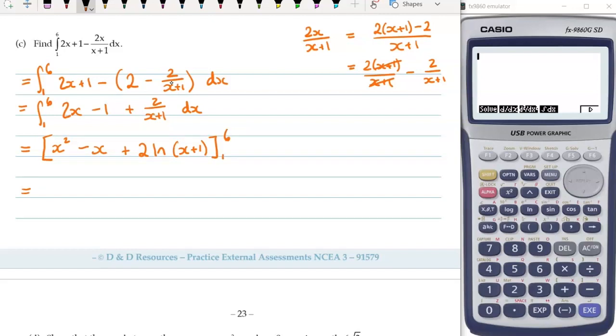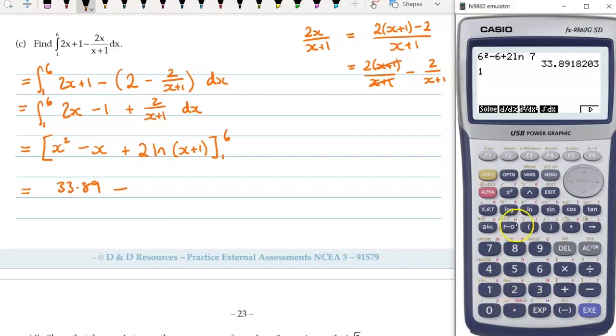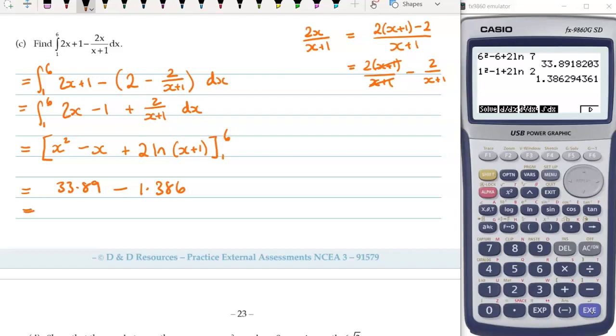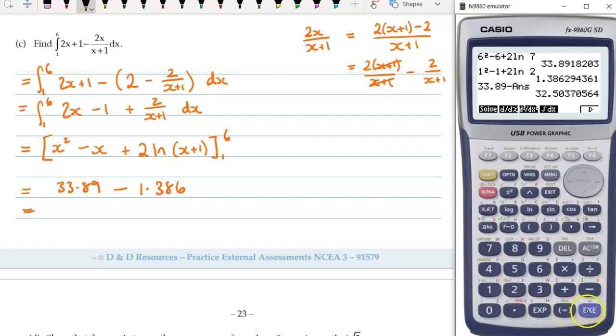Okay, so now substituting in, if we put 6 into that, so 6 squared minus 6 plus 2 log of 7, that's 33.89, minus, if we put a 1 into it, we've got 1 squared minus 1 plus 2 log of 2, so minus 1.386, and we'll subtract them. So 33.89 minus that one gives me 32.5.